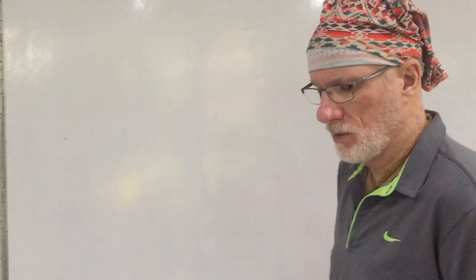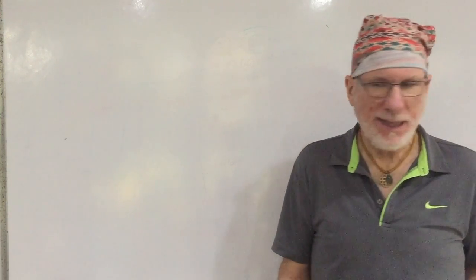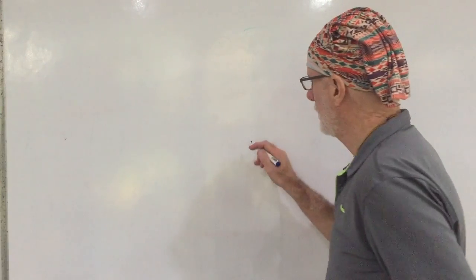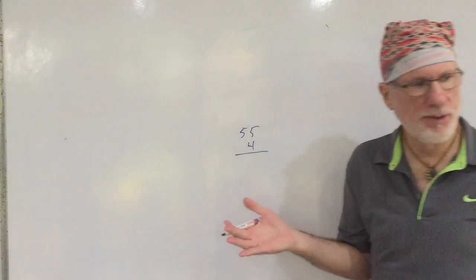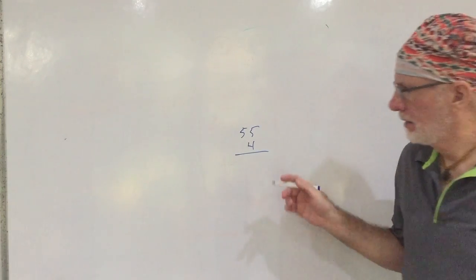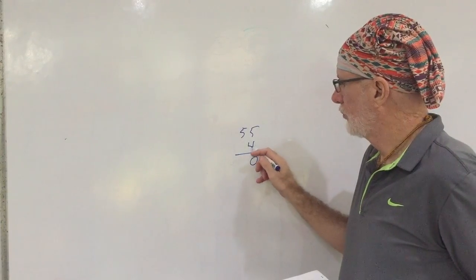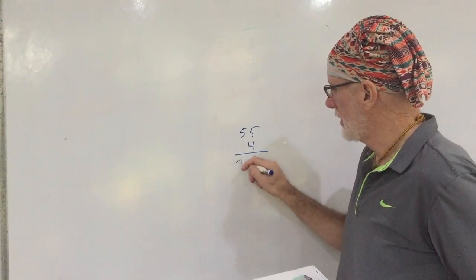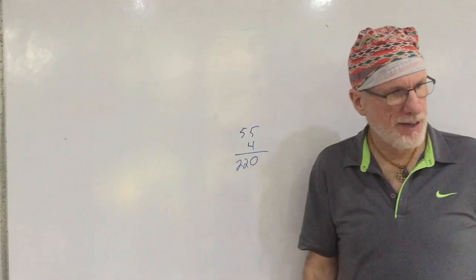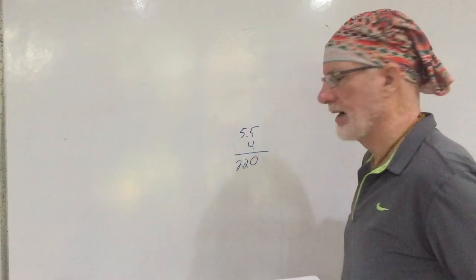Okay, so this section is multiplying a decimal by a whole number. Simple, yes? Let's do this. Let's multiply 55 by 4. Can we do that? Is that easy? Okay. 4 times 5 is 20, so it'll be 220, right? So that's the answer. Now, let's put a decimal point right there.